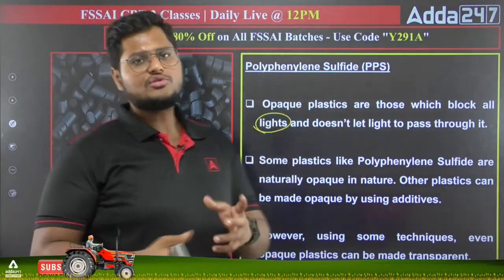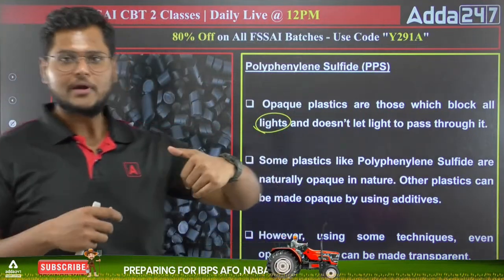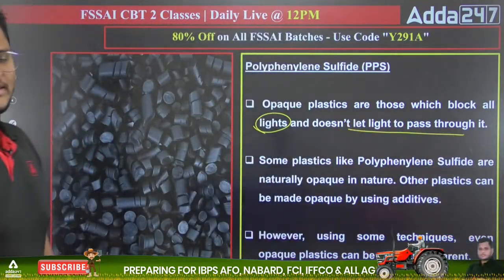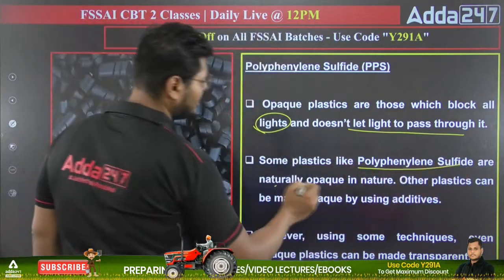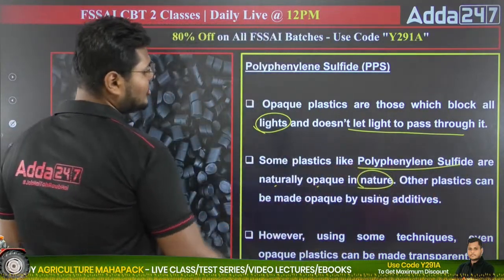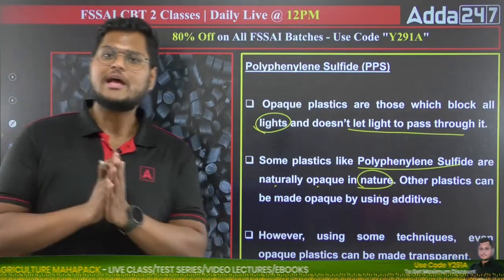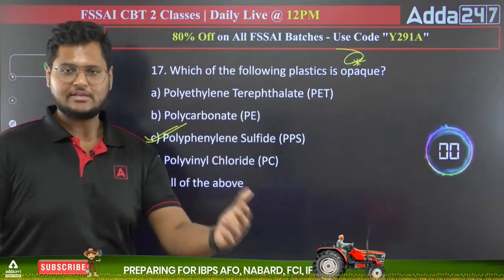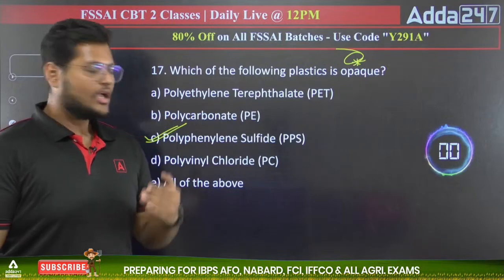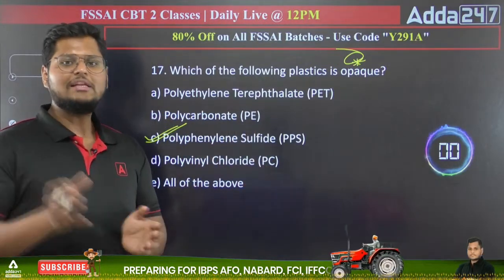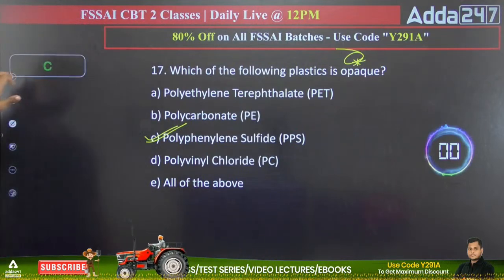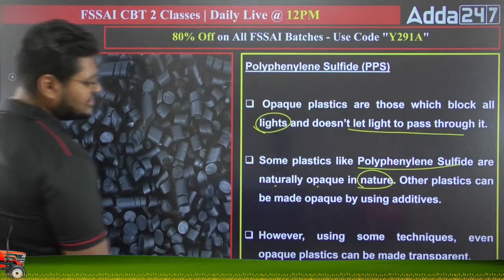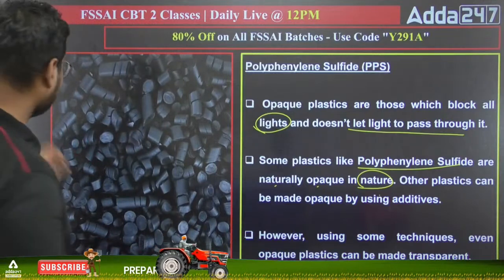Now there are certain foods which don't want the light passing through the food product so that the food is not deteriorated, so it does not let light pass through it. Some plastics like the polyphenylene sulfide are naturally opaque in nature. These plastics can be made opaque by using additives. Now let's talk about all the other options. They can be made opaque by certain additives, but they are not naturally opaque. Okay, if we talk about PPS, that is polyphenylene sulfide, it is naturally opaque. Okay, that's what is being asked. It's not being asked whether additives can be added or not. Okay, however, using some techniques, even opaque plastics can be made transparent.